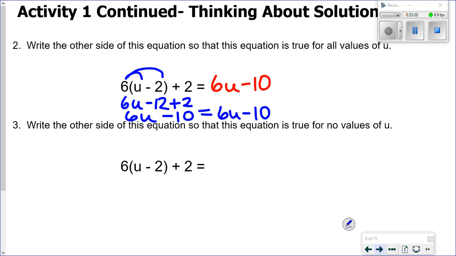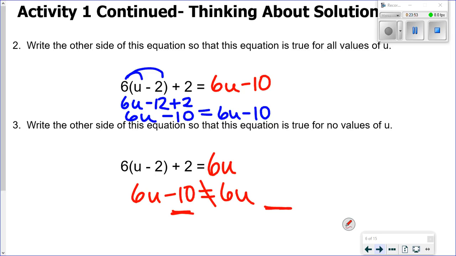Let's take a look now at example number 3. This time they wanted us to create an equation that would make no values of u work. So here's what I came up with for the right-hand side of my equation. I simply just put 6u. I know that this won't work because after simplifying the left-hand side of the equation above, I know it becomes 6u minus 10. Which is not equivalent to 6u. I have my minus 10 on the left, but there is no minus 10 on the right.